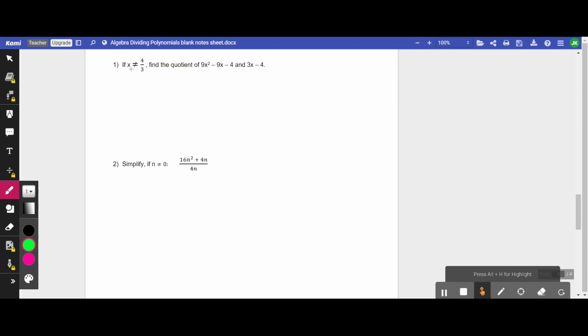But let's ignore this to start. I'm going to write this as a fraction to start. So this wants you to find the quotient of 9x squared minus 9x minus 4. Like I said, I'm going to write this as a fraction. So it'll be this over that because it wants you to find the quotient of it.